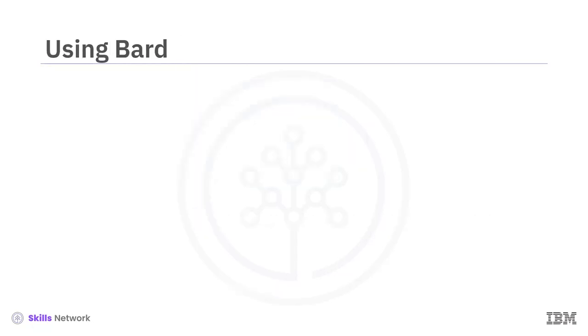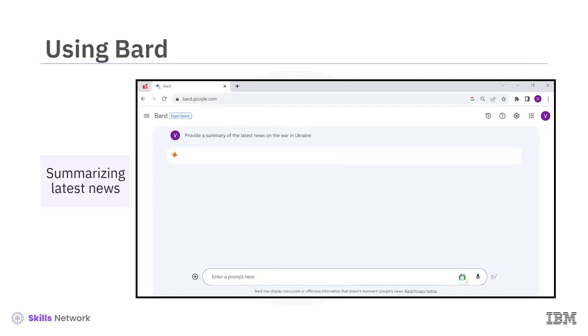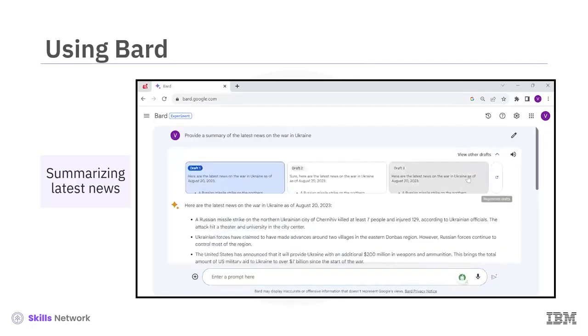Try experimenting with different prompts to explore the capabilities of Bard. Let's try Bard with a prompt to get a summary of the latest news on a topic, such as "Provide a summary of the latest news on the war in Ukraine." It provides you with multiple drafts as the response. You can select one of these or regenerate.